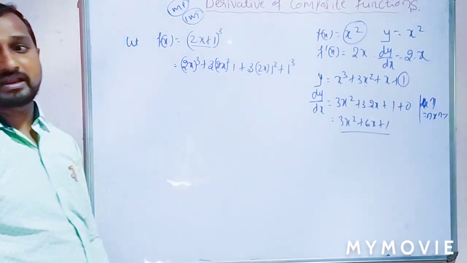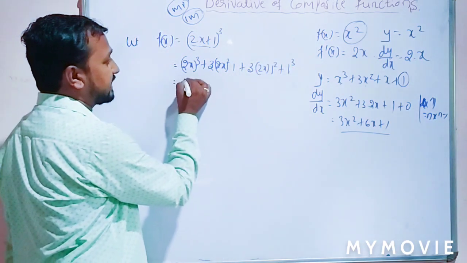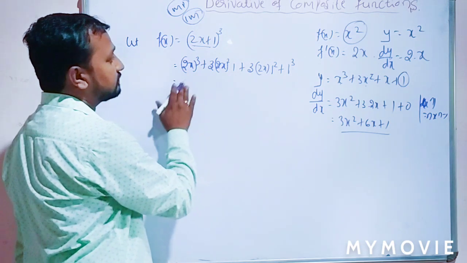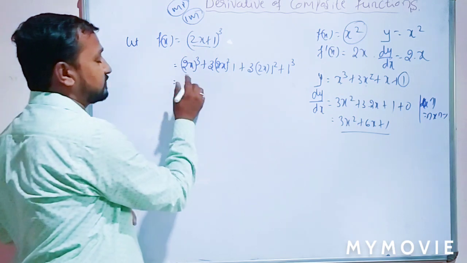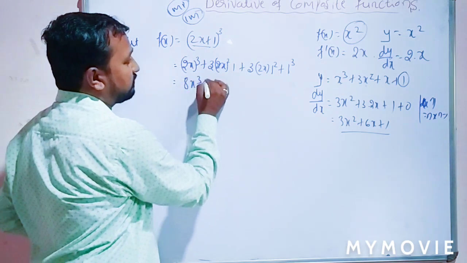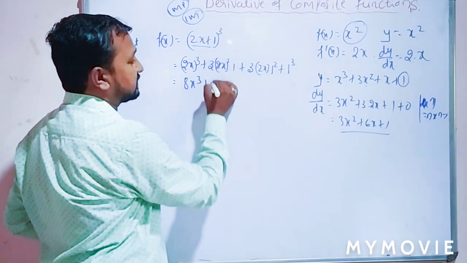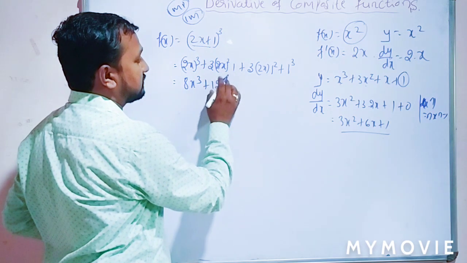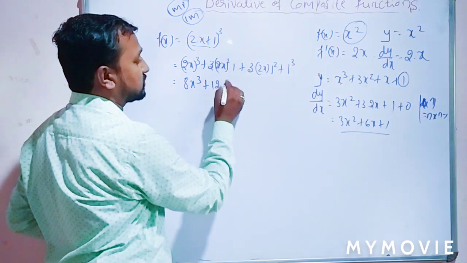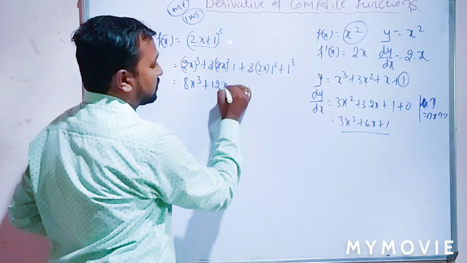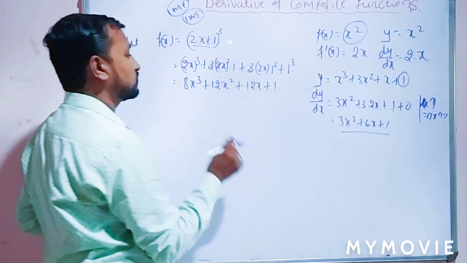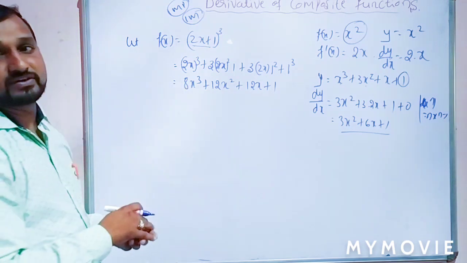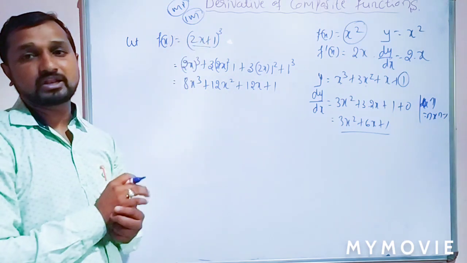This is one standard formula. Already we know that. That is equal to, what is that? The formula: (2x) cube is nothing but 8x cube plus, 2 2 is 4, 4 3 is 12, that is 12x square plus 12x plus 1. This is one polynomial function.